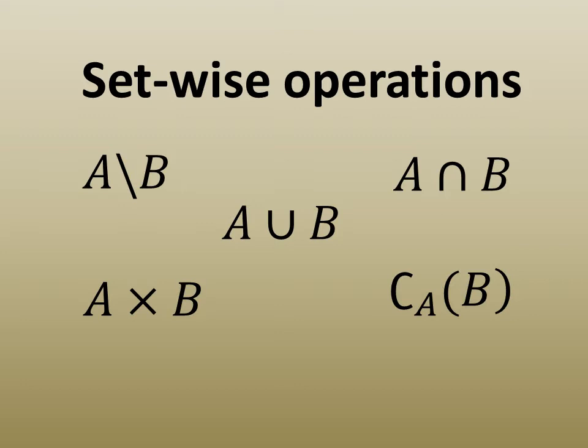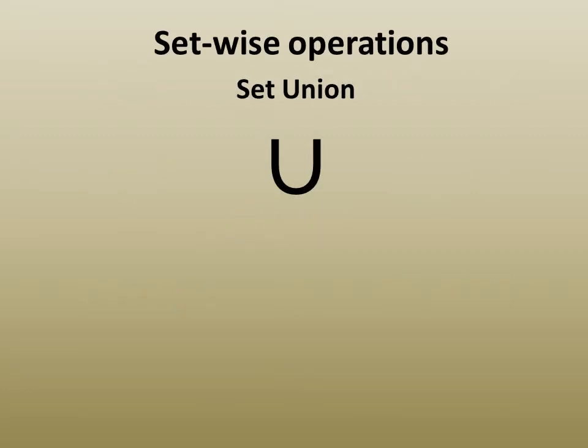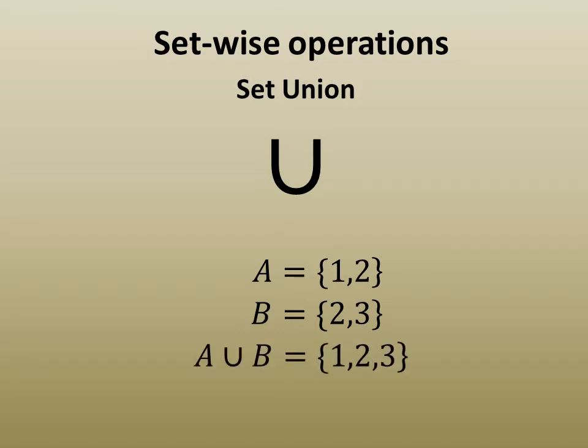Given two sets, we can construct other sets using set-wise operations. We will show how to do so first when the two sets are defined extensionally, and then when the two sets are defined intensionally. The union of two sets, A and B, is a set containing all elements that are in either A or B. We denote this using this symbol and placing it between the sets. For example, let A be the set comprised of 1 and 2, and let B be the set comprised of 2 and 3. The union of these is a set comprised of 1, 2, and 3.